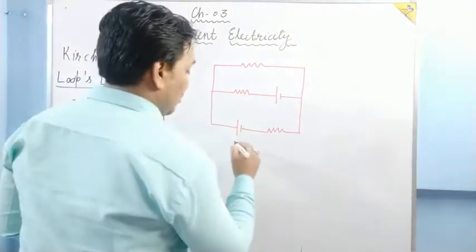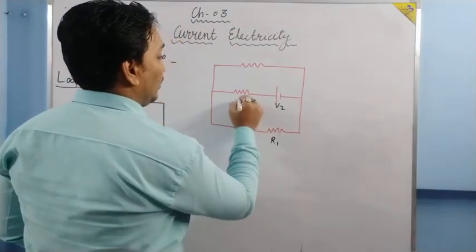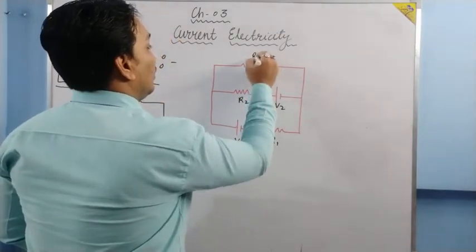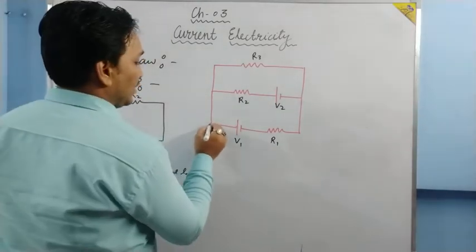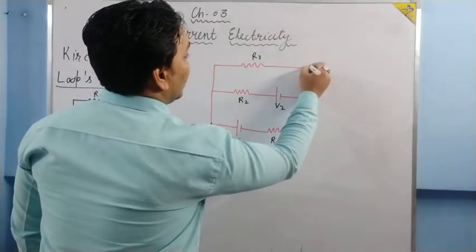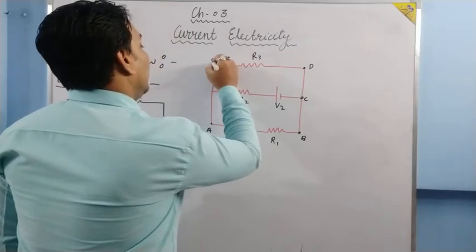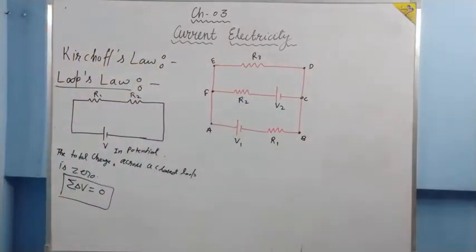This is the voltage V1, the resistance is R1, voltage V2, resistance R2, resistance R3. Okay? We have to use junction law also. Let us define the points. This point is A, this point is B, this point is C, this point is D, this point is E, this point is F. Okay?